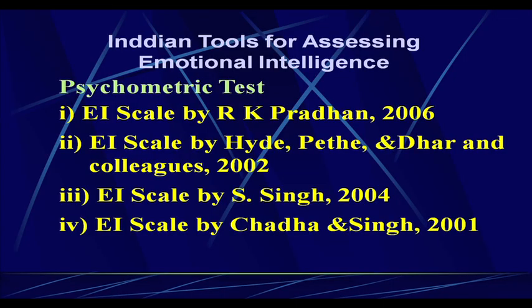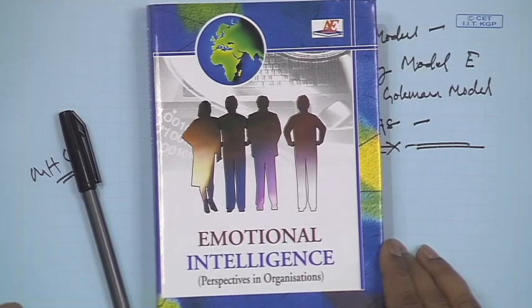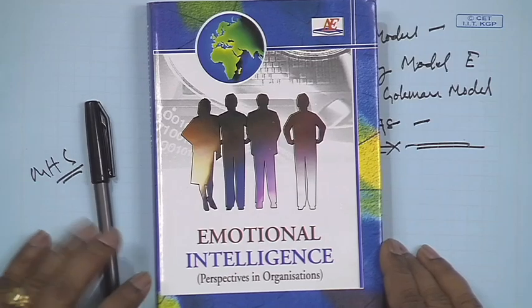But during the last more than 10 years, a lot of research work has been conducted in Indian settings. Even I myself have published so far 2 important volumes taking Indian research and perspective into consideration. In the year 1997, this is my first book on emotional intelligence, perspective in organizations. This is an edited volume.